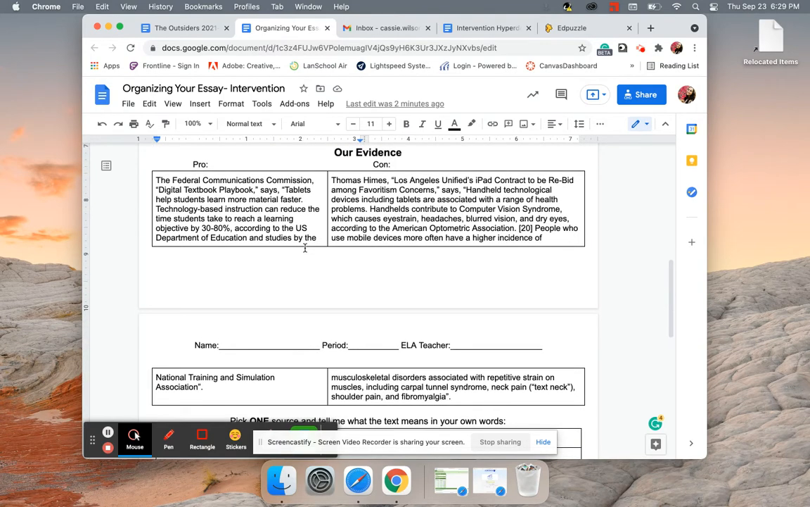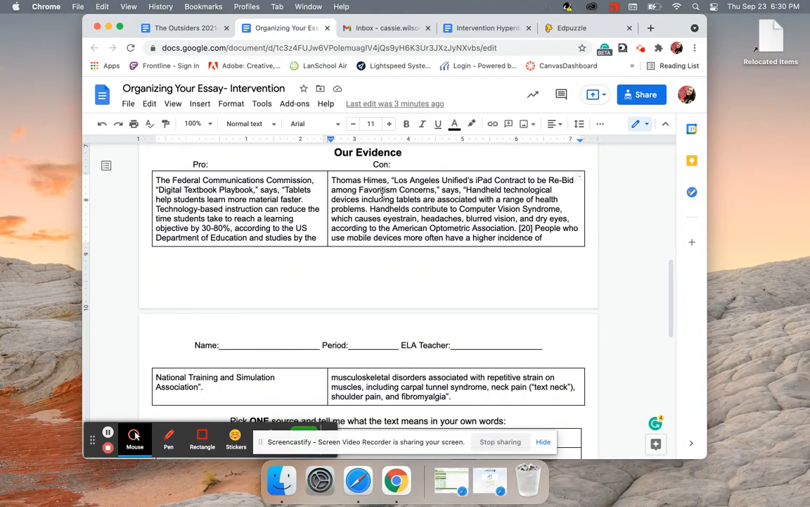Okay, so now we are going to look at the pro side and we are going to look at the con side. So from the Federal Communications Commission's Digital Textbook Playbook: tablets help students learn more material faster. Technology-based instruction can reduce the time students take to reach a learning objective by 38 to 80%, according to the U.S. Department of Education and studies by the National Training and Simulation Association.